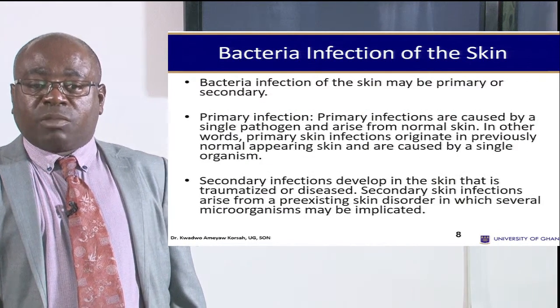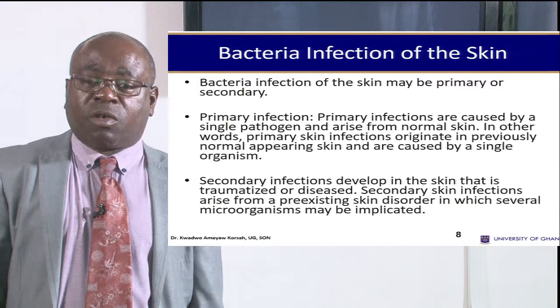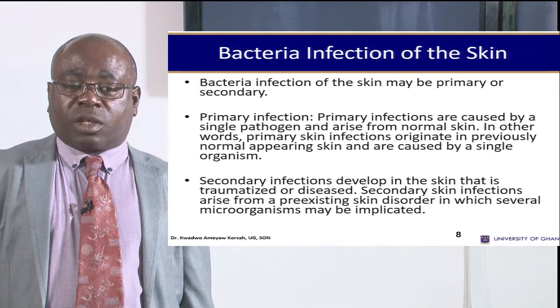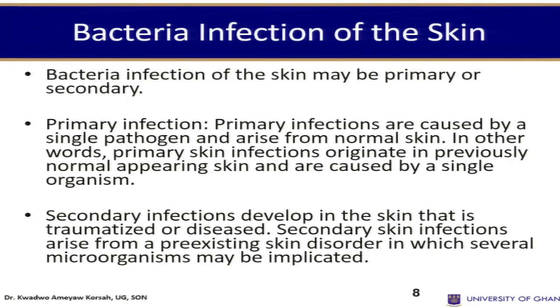And bacterial infections of the skin may be primary or secondary. Primary infections are caused by a single pathogen and arise from normal skin. The secondary infection develops in skin that is traumatized. In the secondary infection, what happens is that secondary infections arise from a pre-existing skin disorder in which several microorganisms may be implicated. So primary, we are referring to one particular pathogen affecting the lesion, and then the secondary, we have more than one organism.